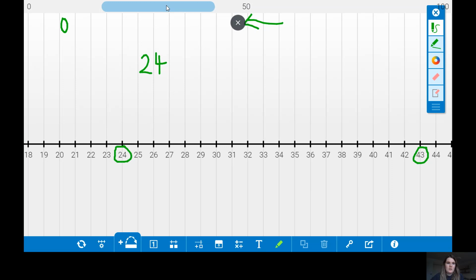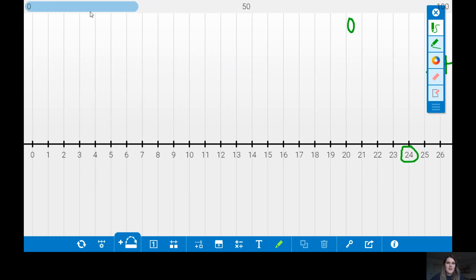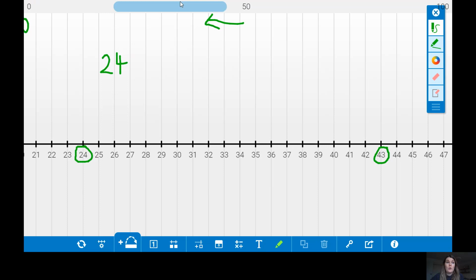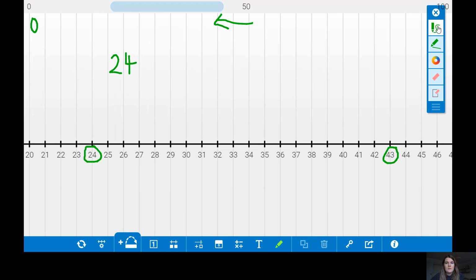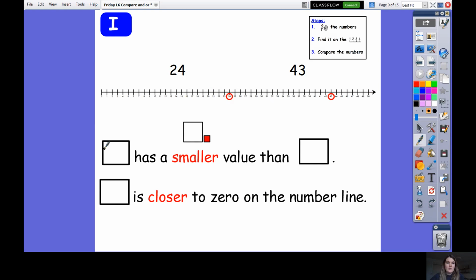If I wanted to move my number line along, I would find that there's 0. So 24 is closer. So what is the smallest number then? You say it's 24. Why do you think it's 24? Because it's closer to 0 on the number line, which means it has to be the smaller number. Very good. So we think that 24 has a smaller value than 43, and 43 is the closest number to 0 on the number line.